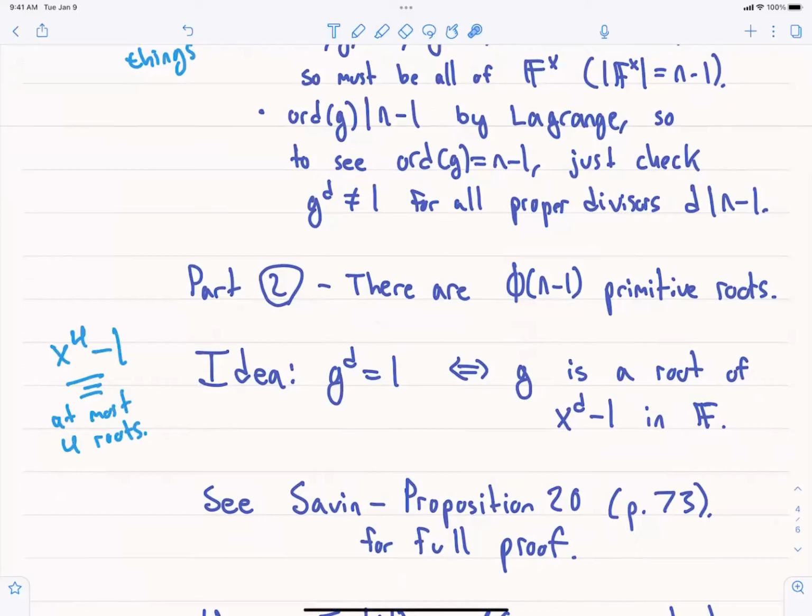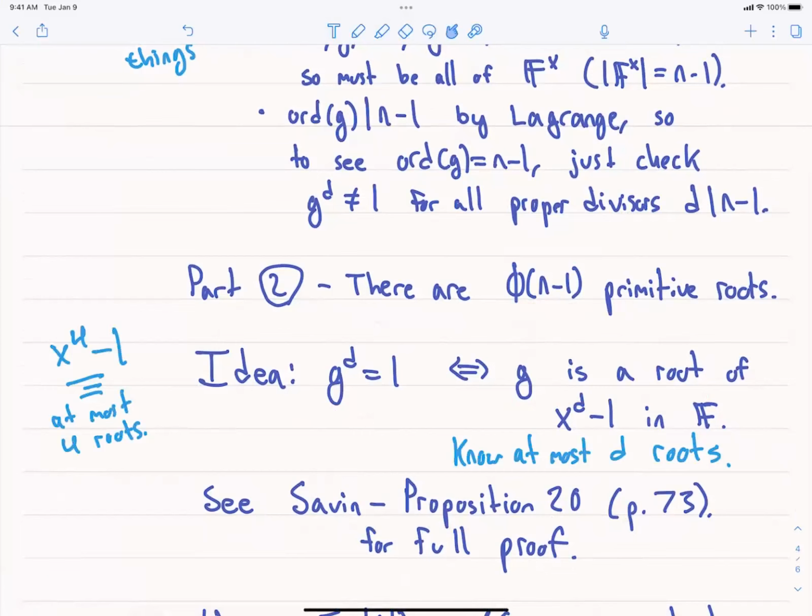Okay, so again, the main idea is that the equation g to the d equal to 1 is the same as saying g is a root of x to the d minus 1 in F, and we know there are at most d roots. Okay, so turning that into a proof is a little bit more complicated than I have time to do in a 30-minute lecture. But if you're interested in reading how you turn this into a careful proof, you can look at proposition 20 in the textbook, which is on page 73.